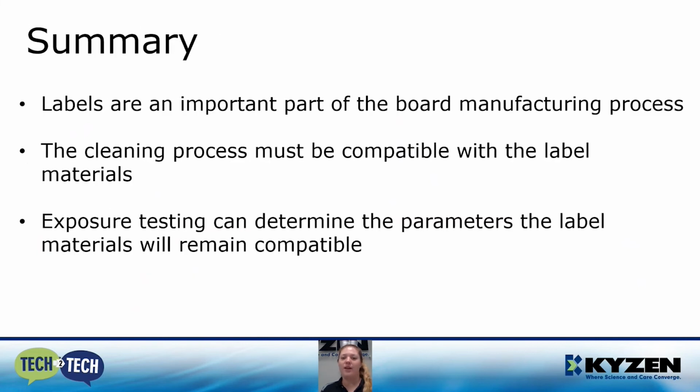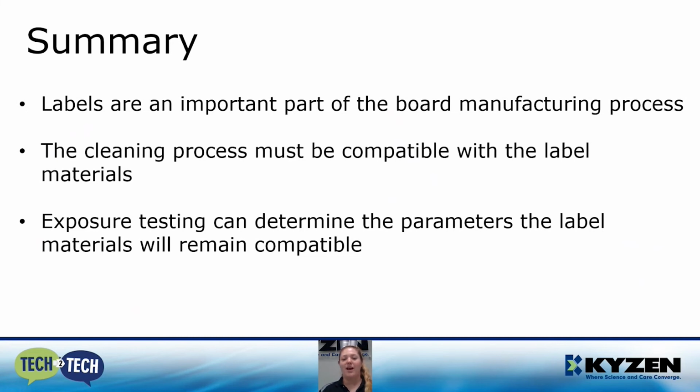To wrap it up, labels are a very important part of the manufacturing process, especially when something comes in and you have to do failure analysis and look at what that board has experienced in the manufacturing process, being able to work your way back to find possible anomalies that could cause that failure. And we want to make sure that that traceability is still there through the wash process. And it has to be compatible with it.